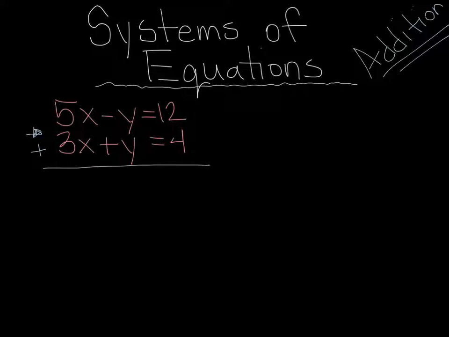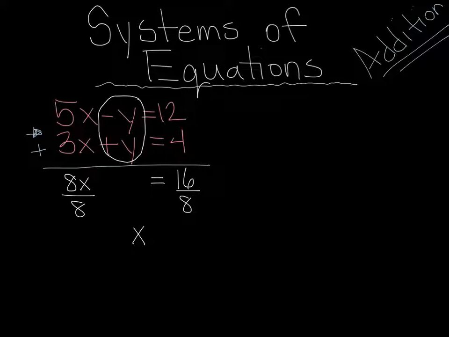Well, this problem is set up really nice for us because look, if we add a negative y and a positive y, that will make a 0, which is exactly what I want. I want one of the variables to eliminate. So 5x plus 3x is 8x, and we know negative y plus y is 0, and 12 plus 4 is 16. So now we divide both sides by 8, and we get x equals 2.